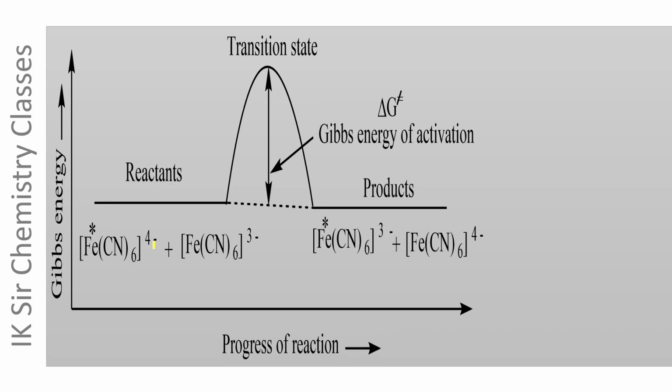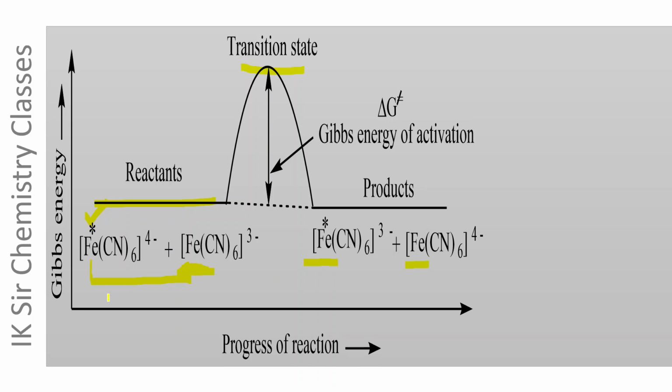Fe(CN)6 4 minus, having labeled Fe atom in +2 oxidation state, and Fe(CN)6 3 minus, having non-labeled iron atom. These are reactants, and electron transfer takes place from labeled Fe2 plus ion to non-labeled Fe3 plus ion. This is the transition state, and as a result of this electron transfer, the labeled iron atom is oxidized to Fe3 plus ion, while non-labeled iron atom is reduced to Fe2 plus ion.